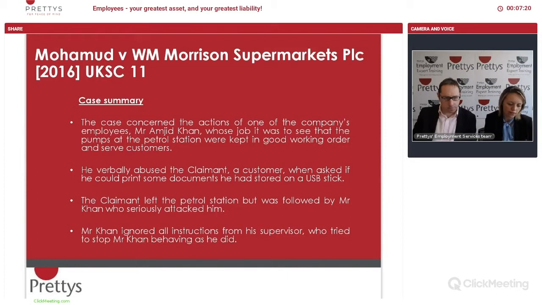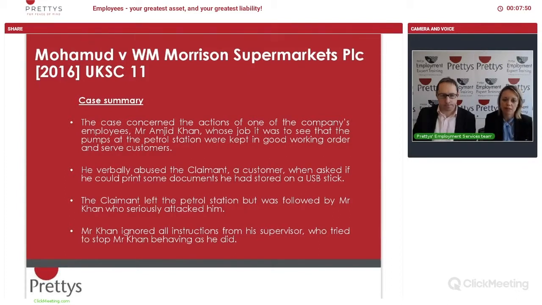The county court found that the employee had assaulted the claimant, that Mr. Khan had assaulted him, but it dismissed the claim as the court found that Morrison's wasn't vicariously liable, since the employee's actions had been purely for reasons of his own and beyond the scope of his employment. And they found that actually his job was essentially just to serve customers. And actually, in the action that had been taken, there was an insufficient connection between the assault and his employment.